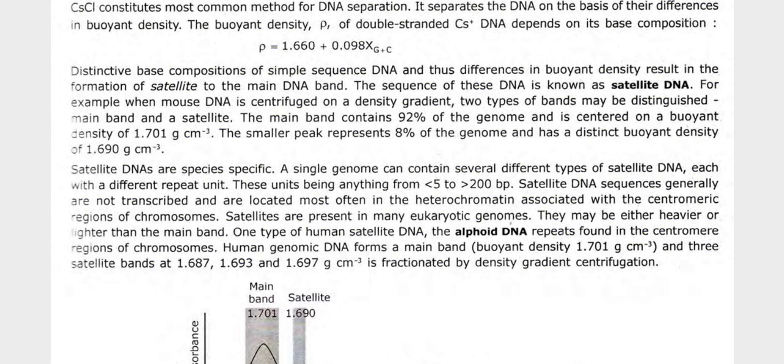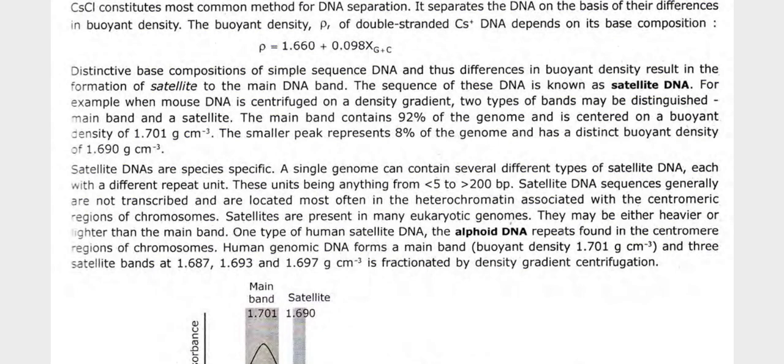Satellite DNA is species specific. A single genome can contain several different types of satellite DNA, each with a different repeat unit. These units can be anything from less than 5 to greater than 200 base pairs. Satellite DNA sequences generally are not transcribed and are located most often in the heterochromatin associated with the centromeric region of chromosomes. Satellites are present in many eukaryotic genomes.